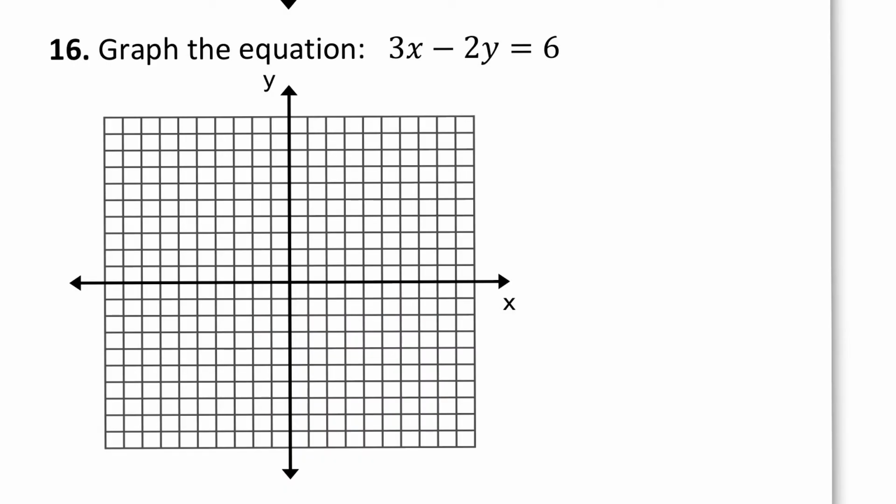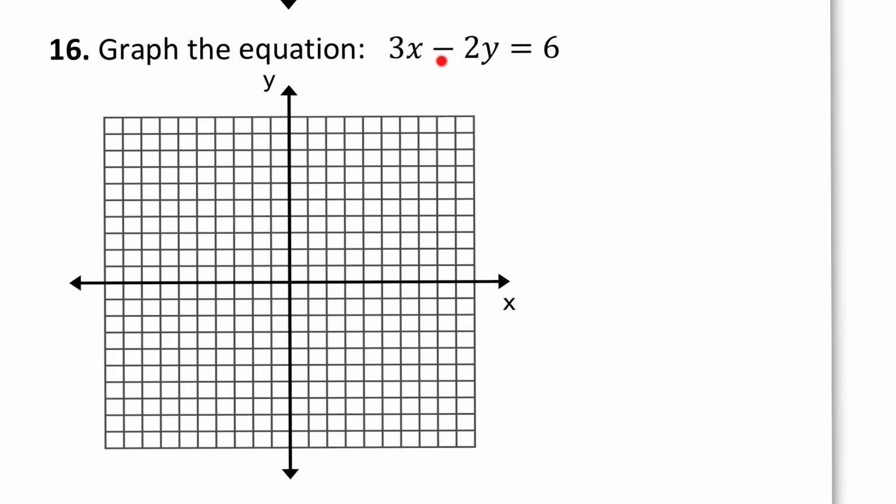16, well, if you see the equation 3x minus 2y equals 6, y is not by itself. We have the x and the y on the same side and the constant on the other side. This is the standard form. The standard form is when you have the x and the y on the same side. So to use the slope and the y-intercept, I need to get the y by itself so I can find those two components. So I'm going to take the x to the other side.